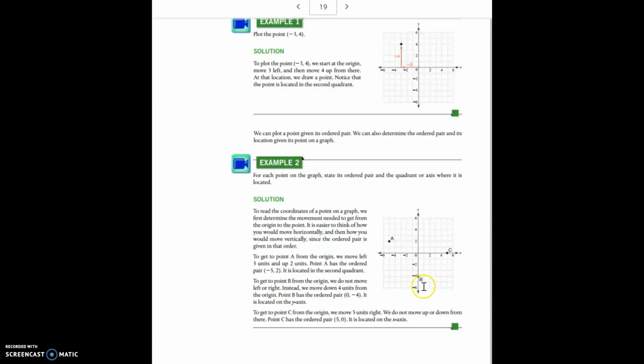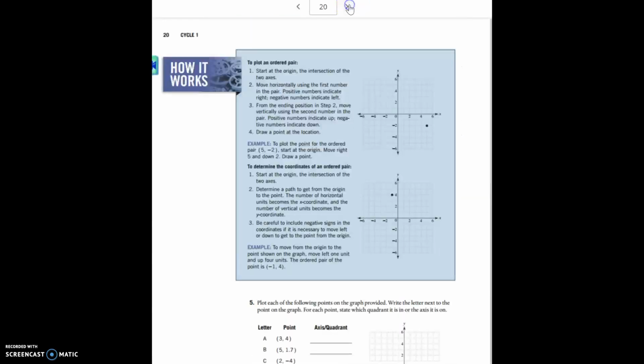B is on the y-axis, so the number has to be in the y spot. So you go 0 back and forth, and you're definitely down 4 on the y-axis. So if you look down here, that matches that because you're 4 down on the y-axis. All right, so let's go to the next page.